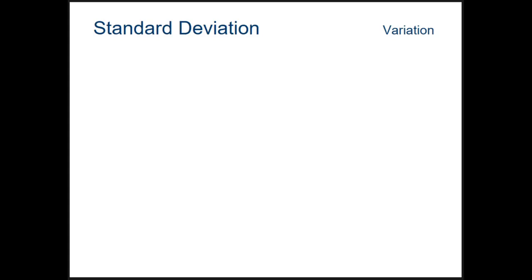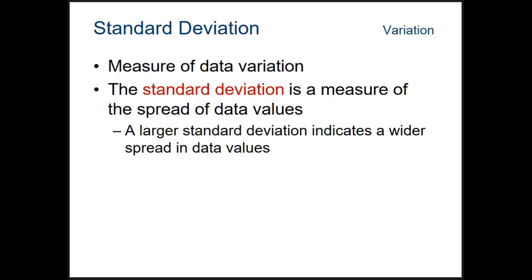Hello, this is Mr. Huff, and I want to continue talking about summary statistics and looking at variation. A big idea in statistics is the idea of standard deviation, and it's a way to measure variation. So basically, the standard deviation is a number that tells us about the spread of the data values. The larger your standard deviation is, the wider the spread of the data values, and the smaller it is, the closer the measurements are together.